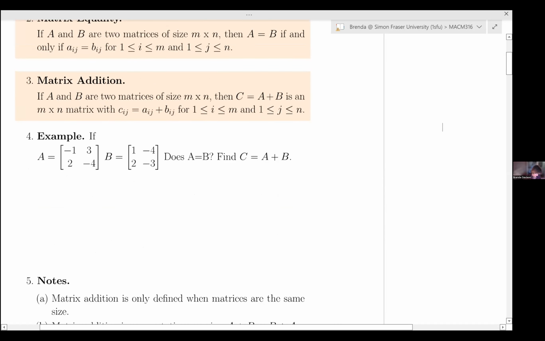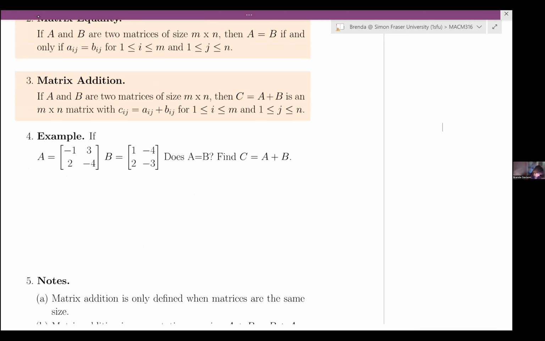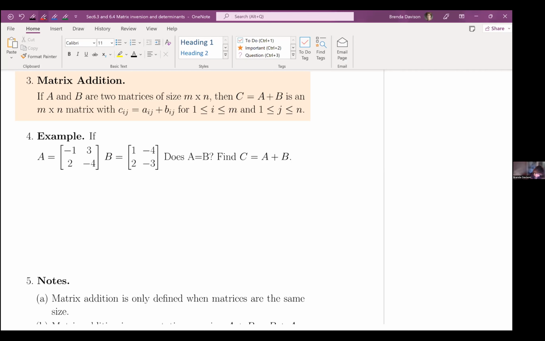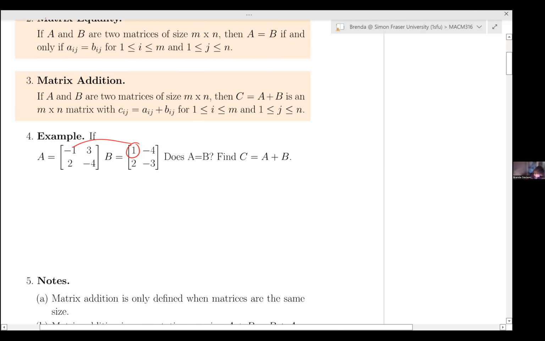We've got A and B here. Does A equal B? Let's take a look. No, it does not. A does not equal B because there's some entries that are not the same. So, for example, we have this entry right here. That does not equal that. So these matrices are not equal. The answer here is no.